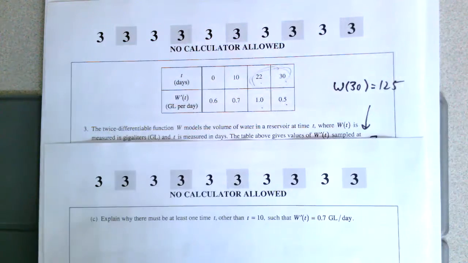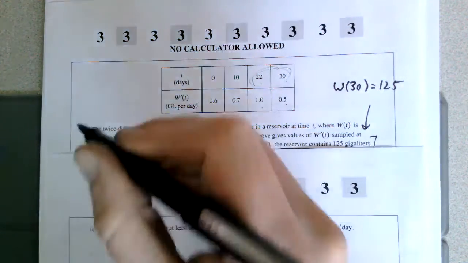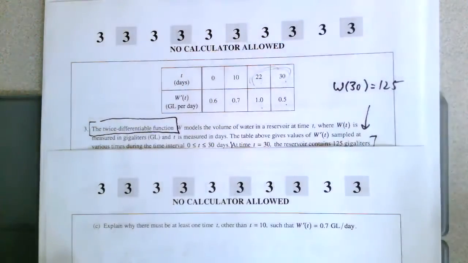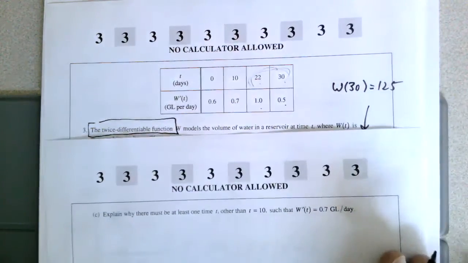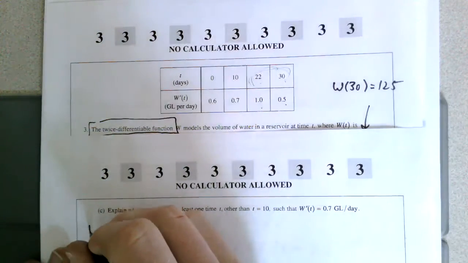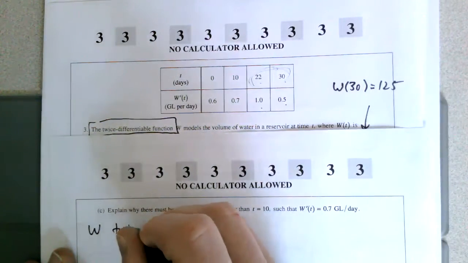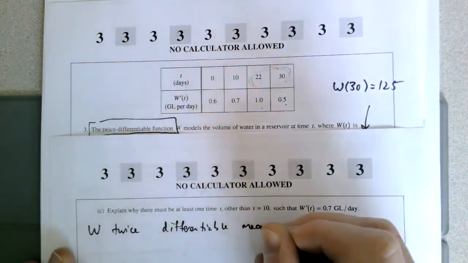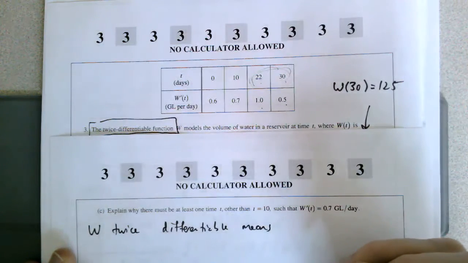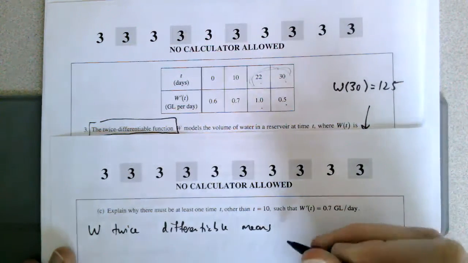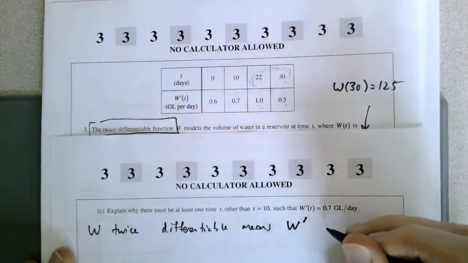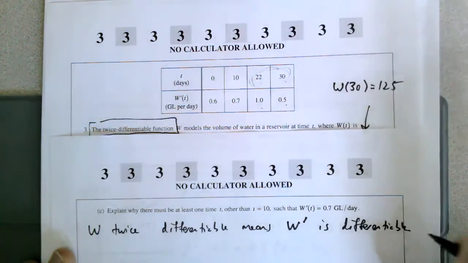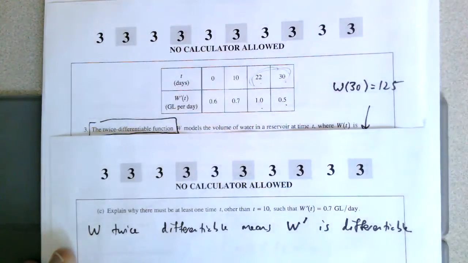There's kind of a lot going on. So first of all, you'll notice they tell you that the function is twice differentiable, okay? So if we're going to be really formal and rigorous, what I would say is W twice differentiable means, what does that mean? It means you can differentiate it twice, which of course means that W prime is differentiable, right? You can take the derivative of the derivative. That's what it means to be twice differentiable.